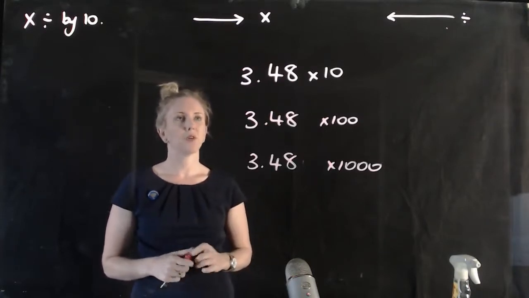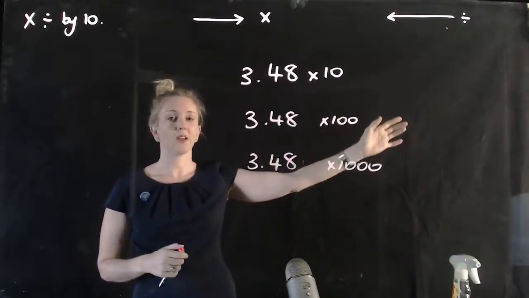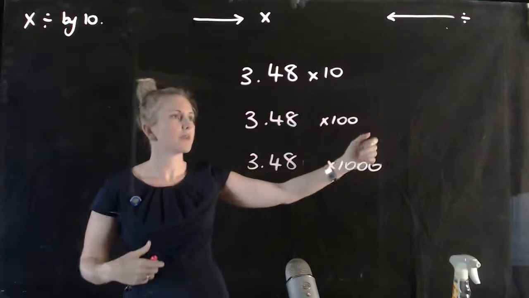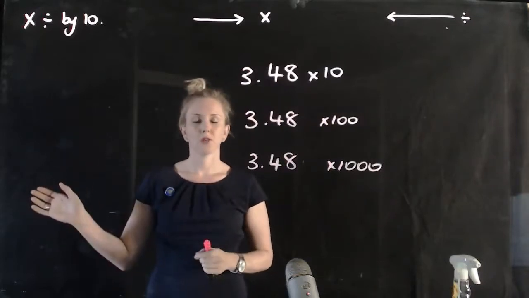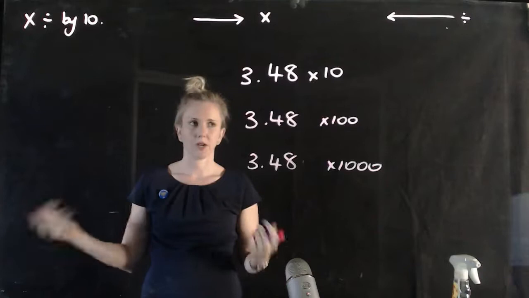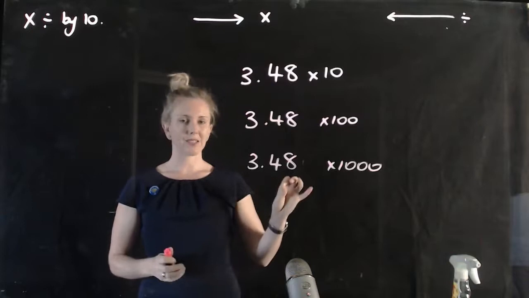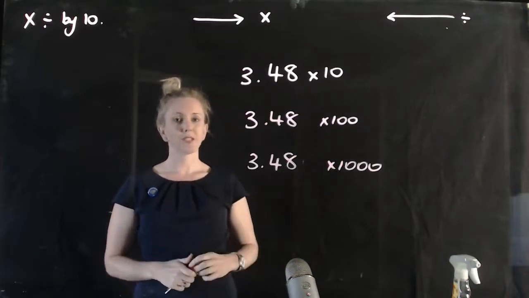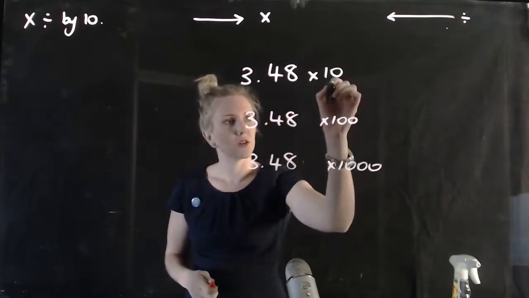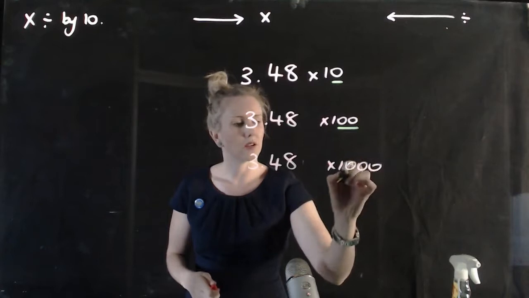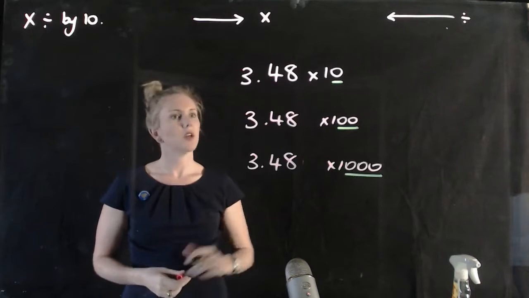If we're multiplying, we're going to be moving our decimal point to the right, which will make the number bigger, which is what happens when you multiply. And for dividing, we're going to be moving our decimal point to the left, which makes the number smaller, which is what happens when you divide. The number of places that you move the decimal point depends on the amount of zeros in the question when multiplying or dividing by 10, 100, 1,000 and larger.